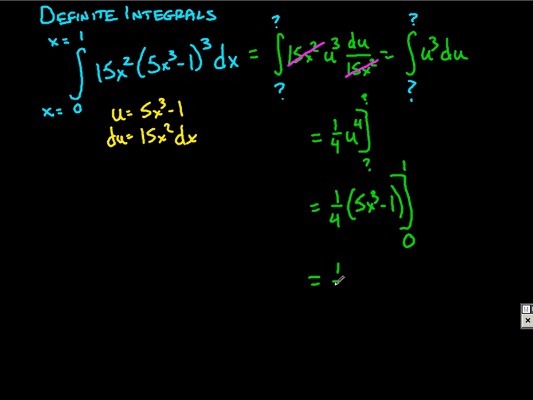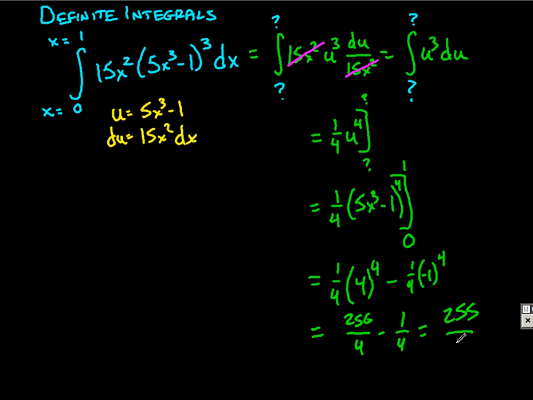So when I do that, 1/4, by plugging in 1, 5 times 1 is 5, minus 1 is 4. So it would be that to the 4th power. Minus, by plugging in 0, I would get 1/4 times, not 0 to the 4th power, but -1 to the 4th power. And that's the same as 256 over 4 minus 1 over 4, which is 255 over 4.